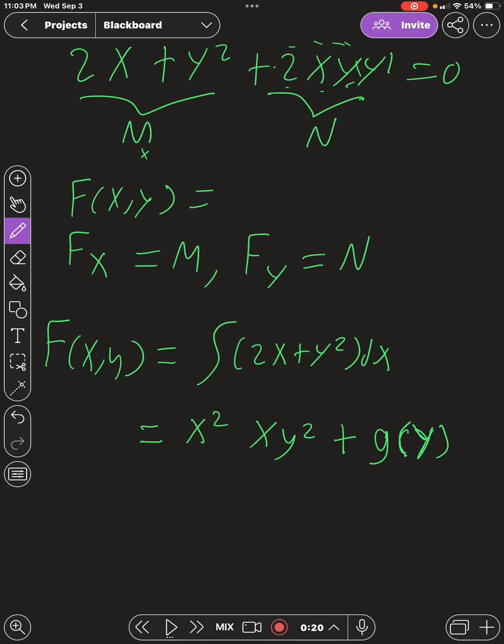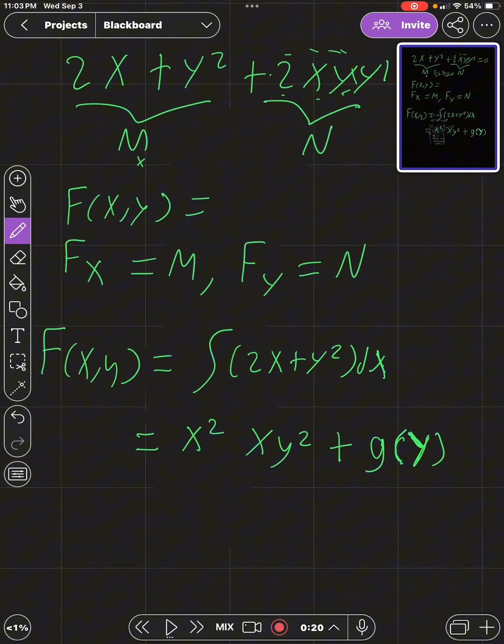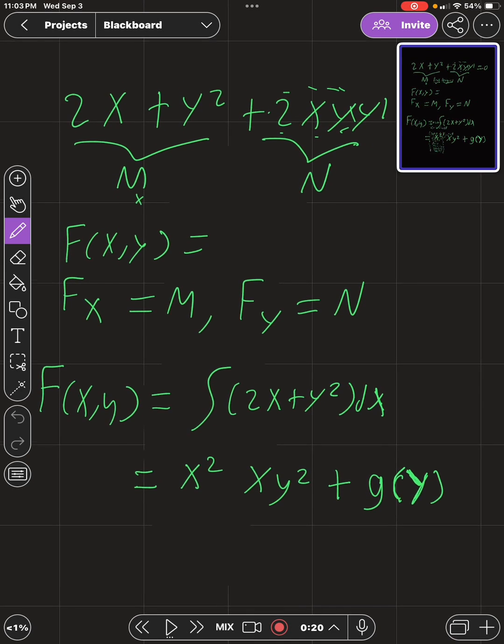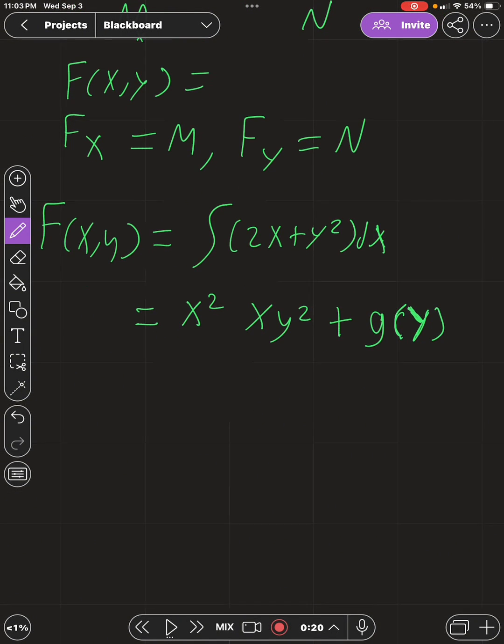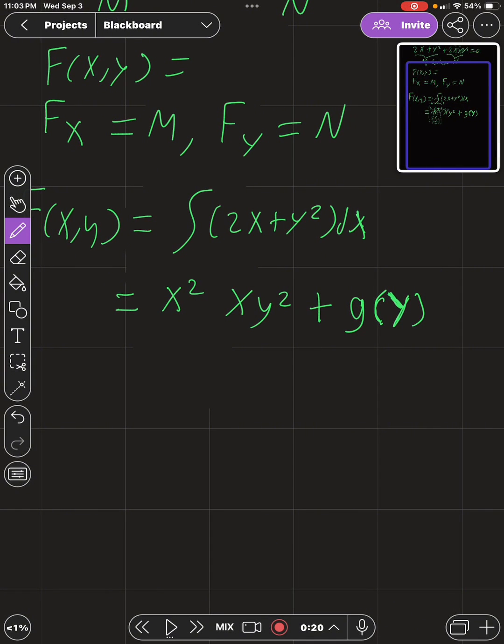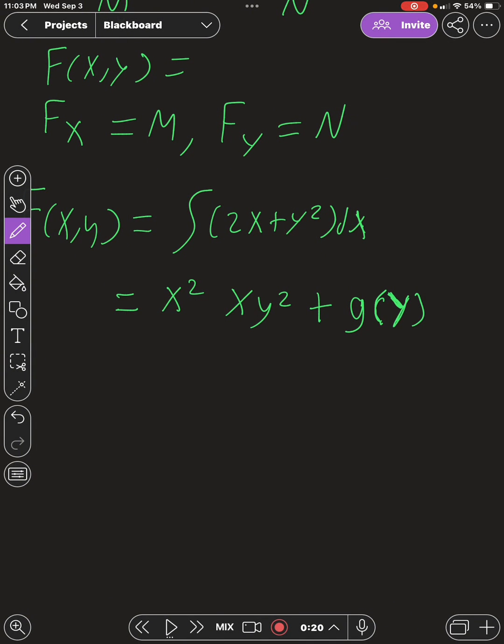And just like with partial derivatives and integrals, once we integrate this function with respect to x, we're always going to get a constant. But what we know is that this equation is in terms of x and y. So that potential constant function is going to be a function of y. It will not be dependent on x in any way, but it could be a function of y.